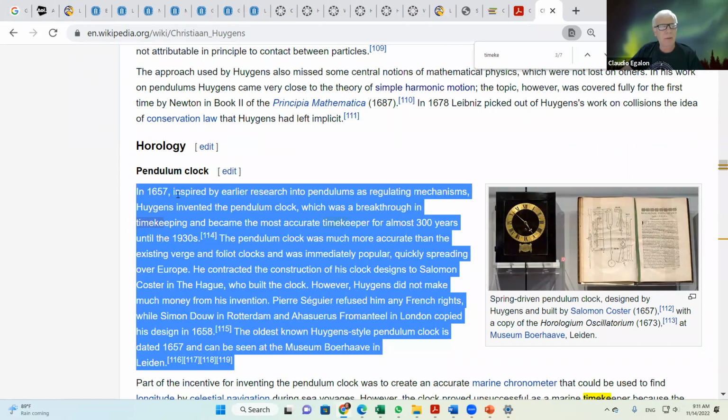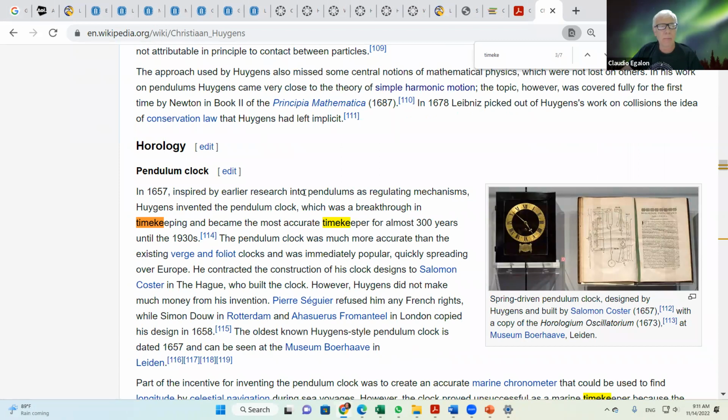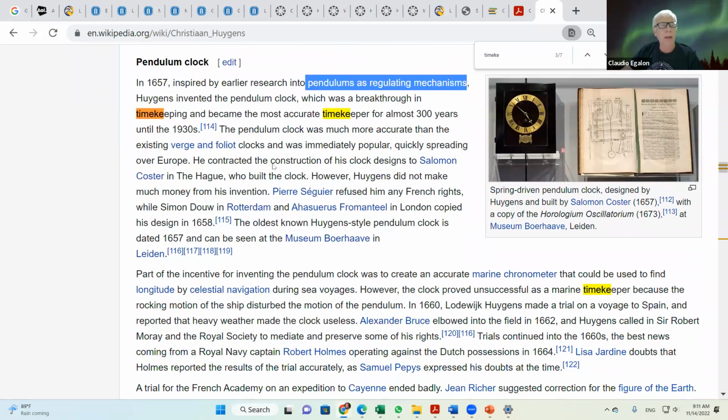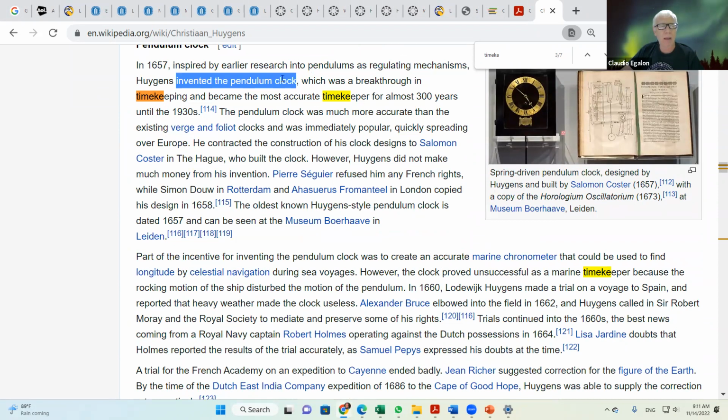In 1657, inspired by earlier research into pendulums as a regulating mechanism, Huygens invented the pendulum clock, which was a breakthrough in timekeeping. Okay, that was no minor invention whatsoever. The timekeeping device based on pendulum motions was a breakthrough. Why was it a breakthrough? Well, there are very good reasons for that, because it allowed very accurate timekeeping measurements.